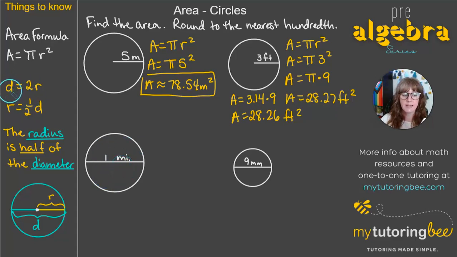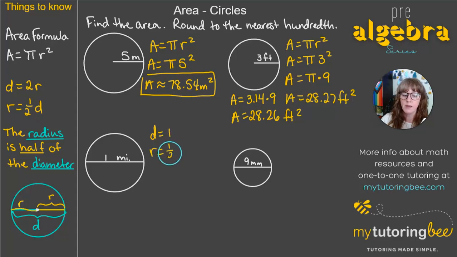Right here we've got diameter equals 2r, or r equals 1/2 diameter, right? So from the center out to the side, that's the radius. Even if we went from the center here out to this side, that would also be a radius. So it is half of the diameter. So this circle is telling us that our diameter equals 1 mile. So if we cut that in half, our radius equals 1/2 mile.